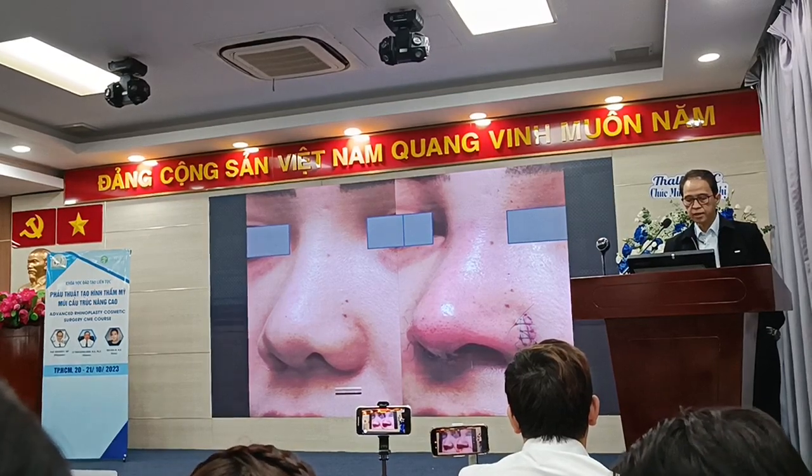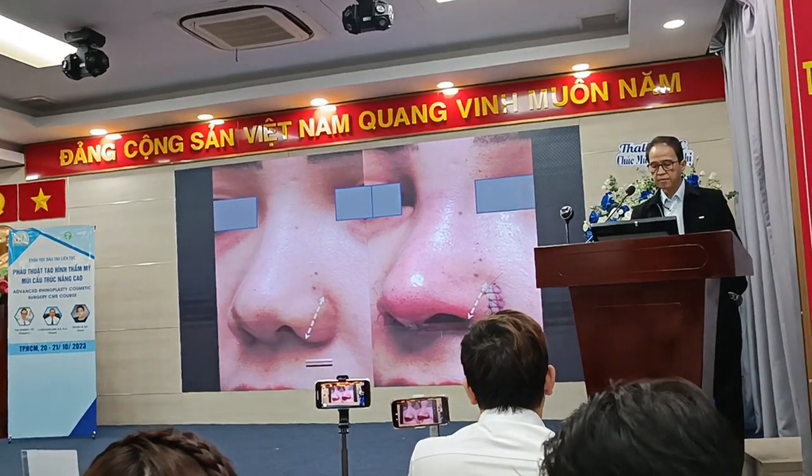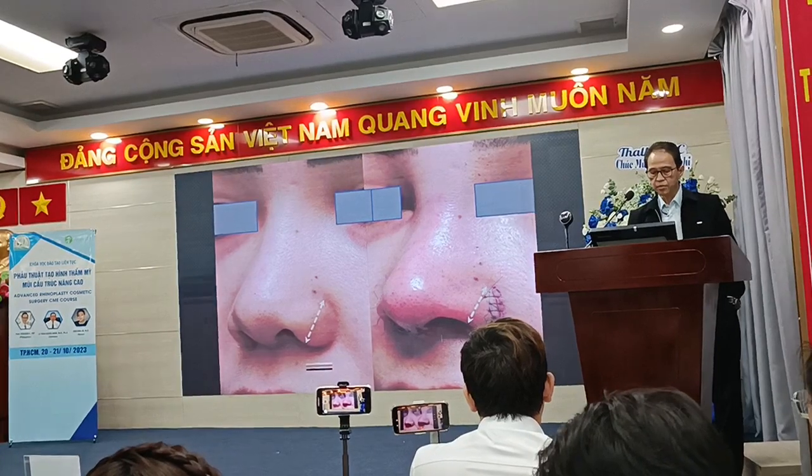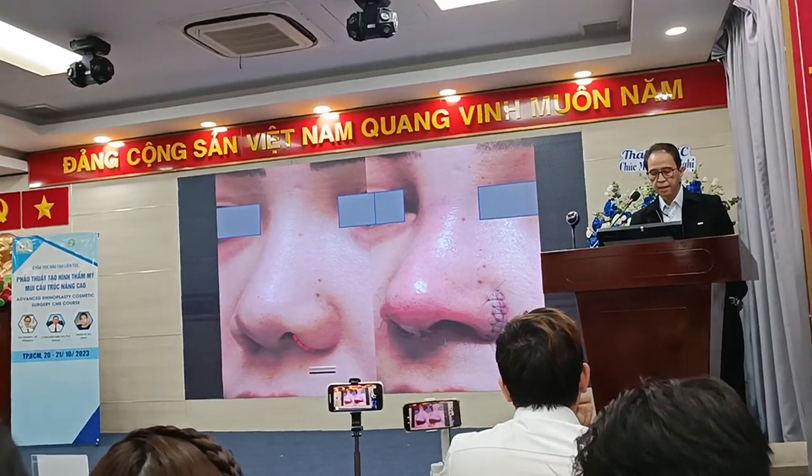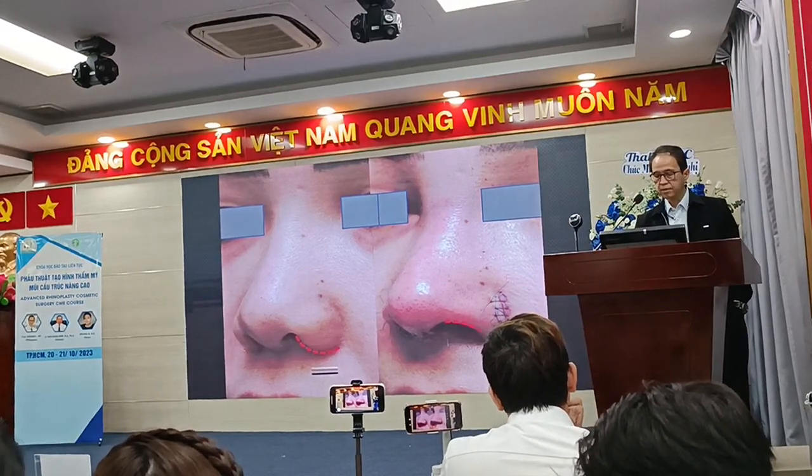This is the corner view. You see very globular ala, so it improves. And then this is the hanging ala. It's now upward.